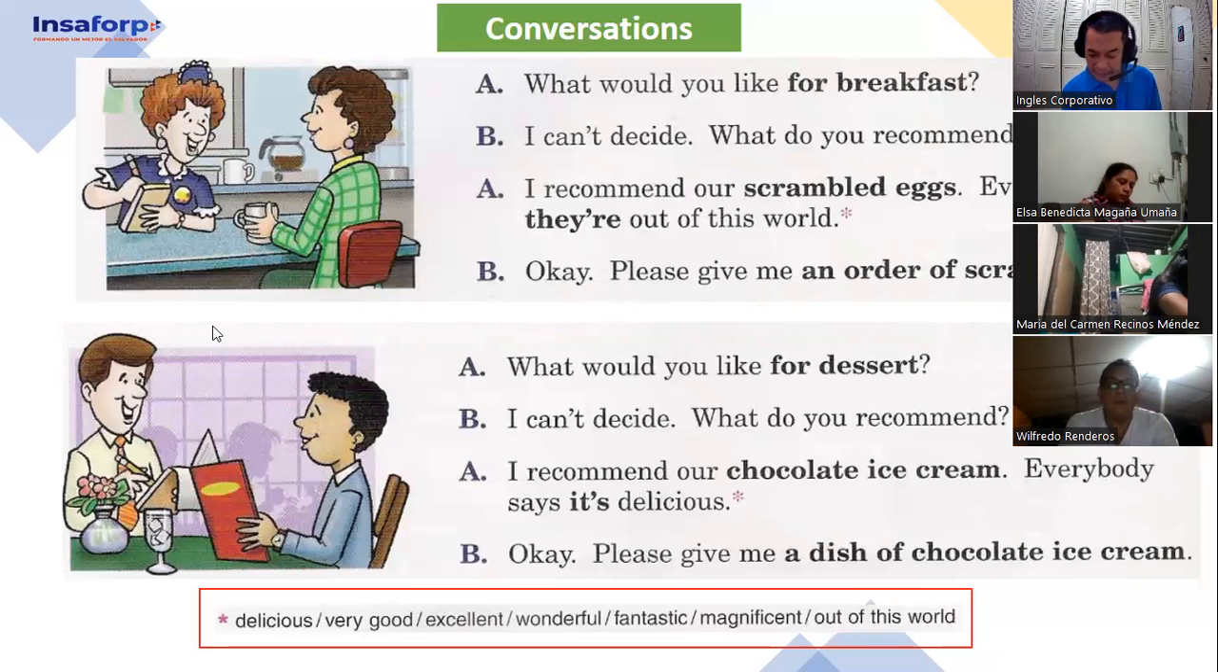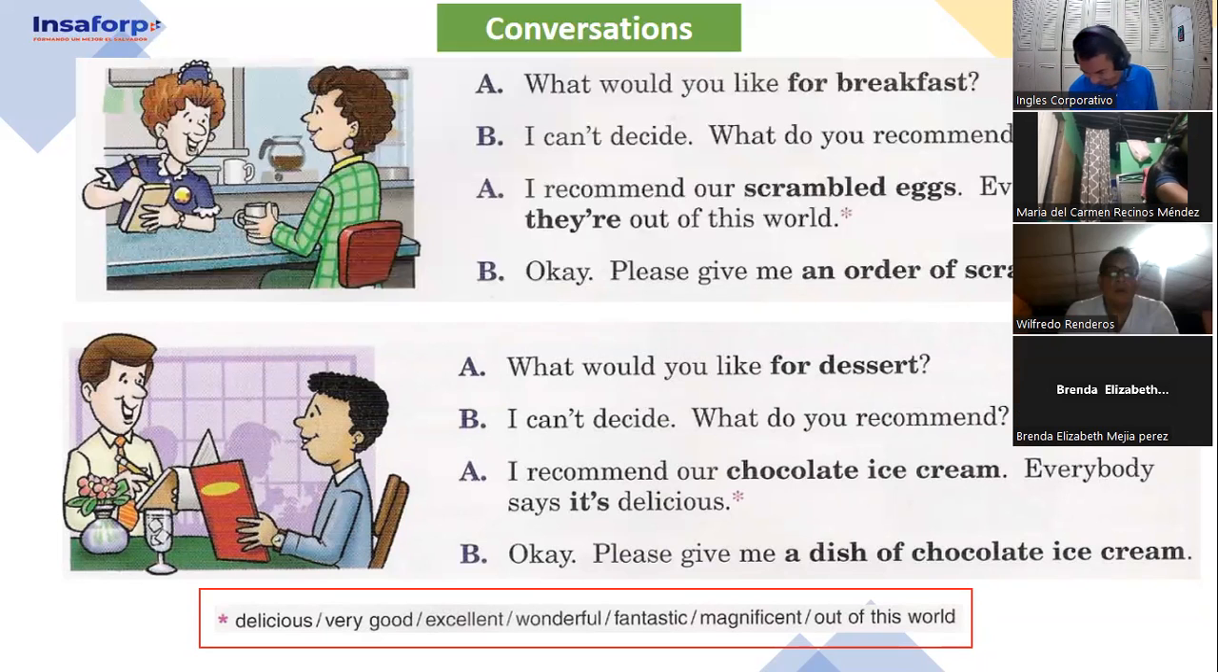Now, I need two volunteers. Let me see. Brenda, please. And Francisco, right? Brenda, your letter A. And Francisco, your letter B. Conversation one. Ready? One, two, three. Okay, wait a minute. One, two, three, action. What would you like for breakfast?